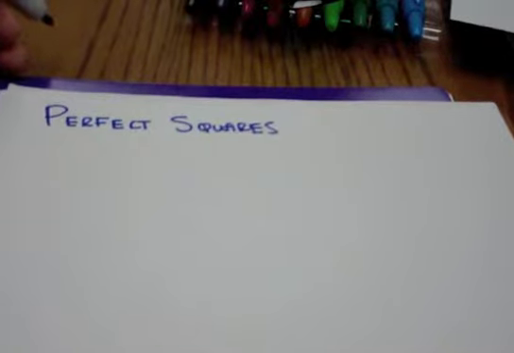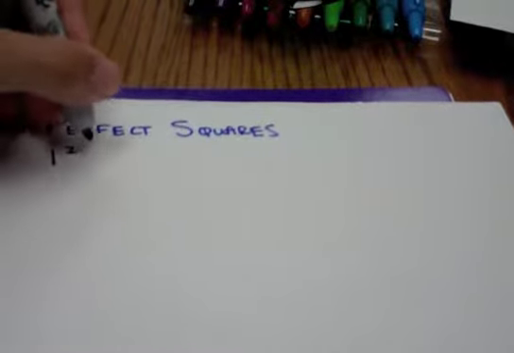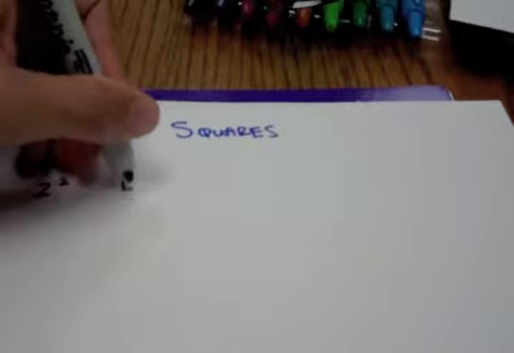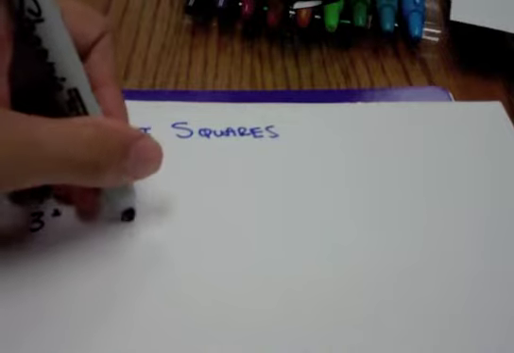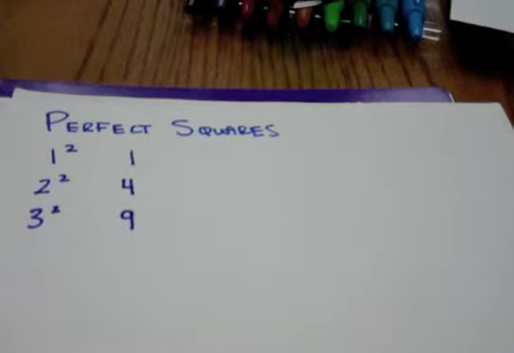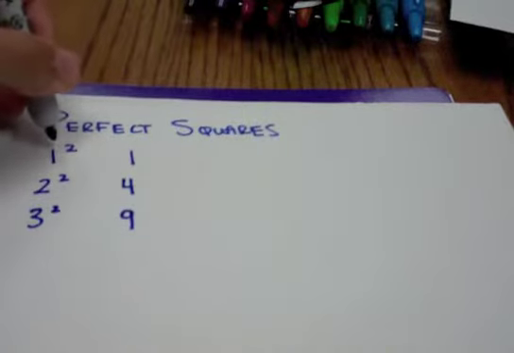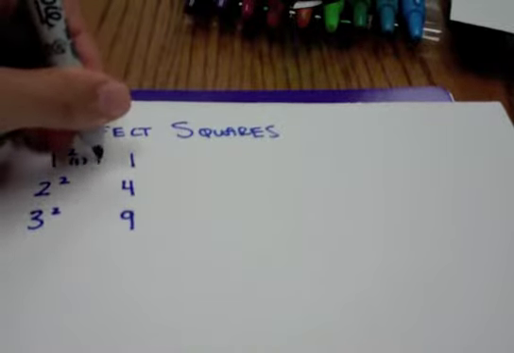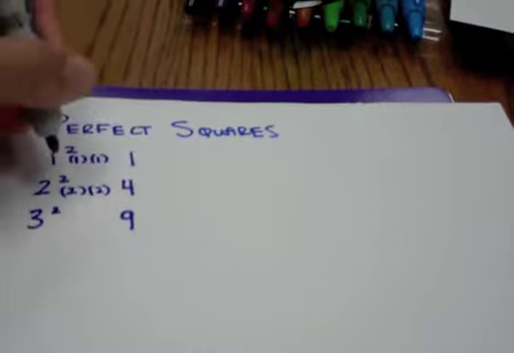So let's do the perfect squares for the integers 1 through 13. So 1 squared is going to be 1, 2 squared is going to be 4, 3 squared is going to be 9, and again, if you forgot for whatever reason, when you square something, you're just multiplying it by itself once. So this would be 1 times 1. This would be 2 times 2, and so on.